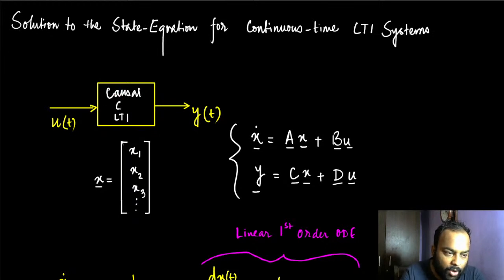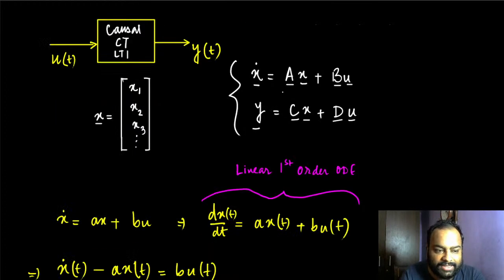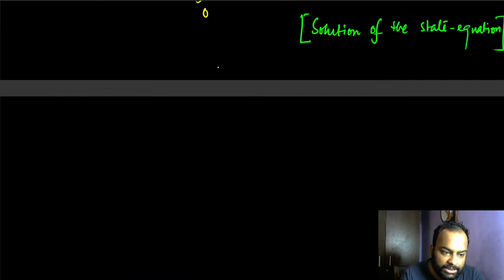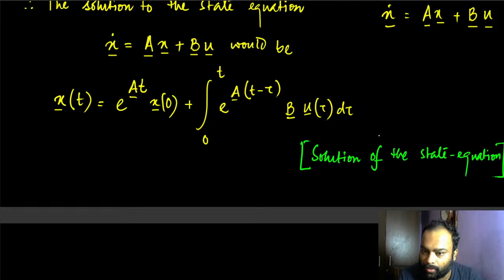So if we have a causal, continuous time, linear time invariant system, then the state equation will always look like this, and the solution is always going to look like this. Which means that we haven't solved this equation for a particular system, we have solved this equation for every possible system. And a few moments later, we are going to see an example where I practically solve a problem: I have a system, and we are going to solve the state model of that system in order to find out the output of the system.